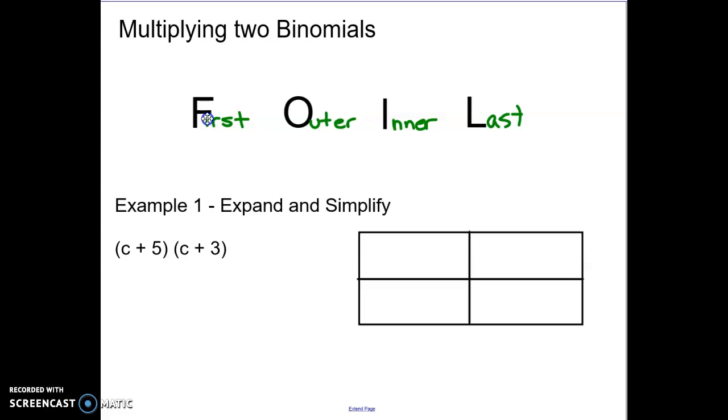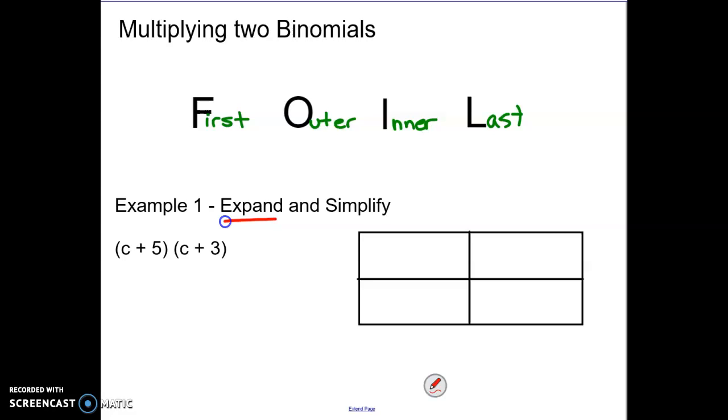Now does the order actually matter? Like, do you have to actually go in that order, or could you do LIOF? It doesn't matter the actual order that you go, as long as each piece gets multiplied by each of the other pieces. So let's try example 1 here together. It says expand and simplify, which really, you guys, means multiply.